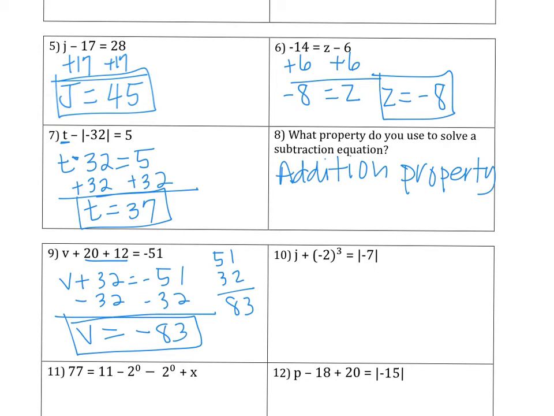Number 10, our variable is j. So first of all, we're going to simplify. J plus a negative 8 equals absolute value of negative 7 is a positive 7. So this is the same as j minus 8 equals 7. Add 8 to both sides, and you get j equals 15.